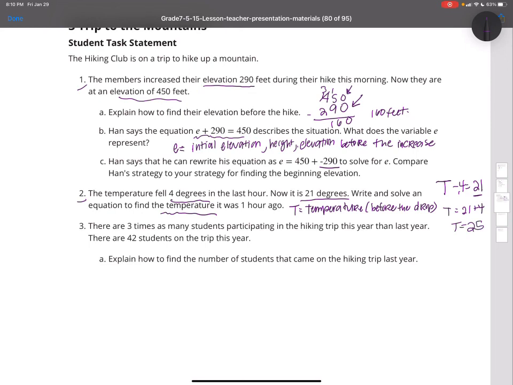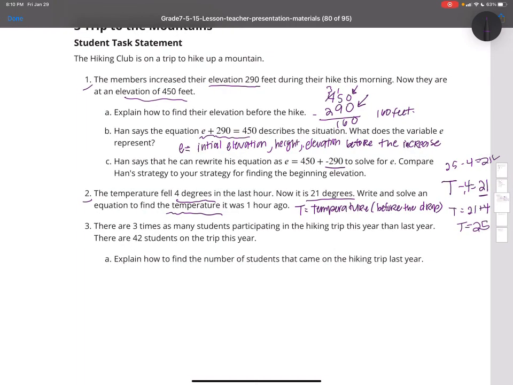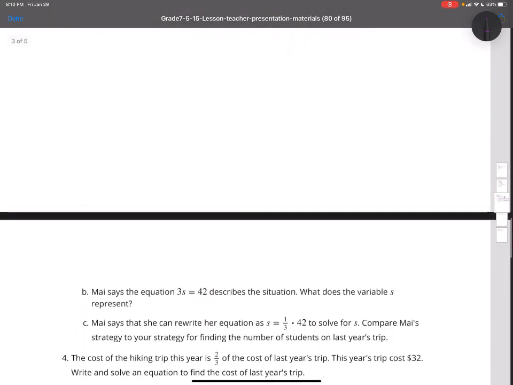Okay? If you needed to check your answer, you could plug it in. 25 minus 4 is equal to 21. All right? So, if you had any questions about questions 1 and 2, make sure you refer to your manager's Google Meet session, and I'll see you guys in questions 3 and question 4.